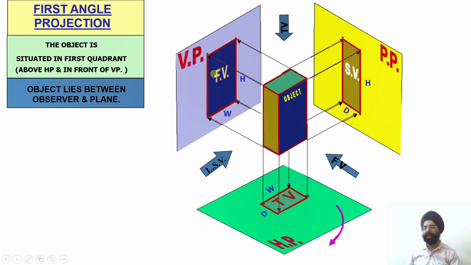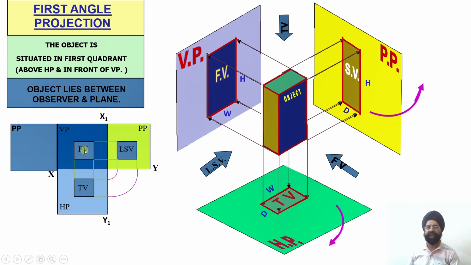So the front view will be obtained above the XY line, the top view will be obtained below the XY line, just below the front view, and the side view will be drawn next to the front view on the right hand side. So the left side view will be drawn on the right hand side. So please check, this is front view, this is top view, and this is left side view.